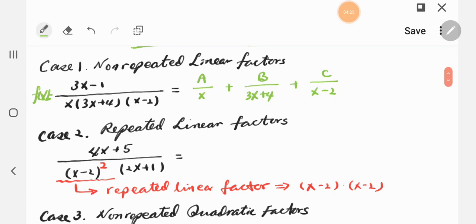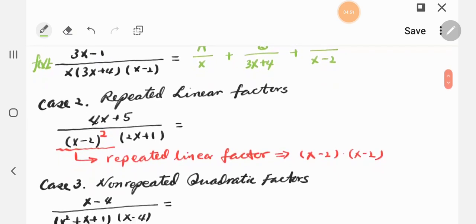So let's just learn the types of decompositions. This is case 1, non-repeated linear factors. The denominator of f of x is made of linear factors, and they are not repeated. Then case 2 is the repeated linear factors.